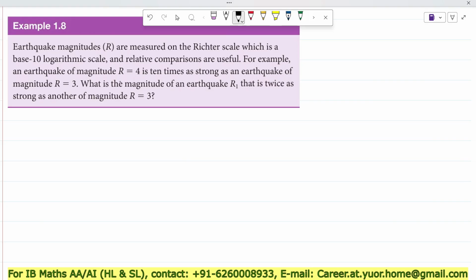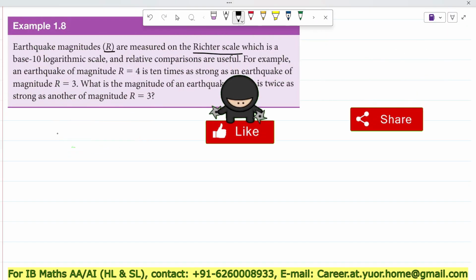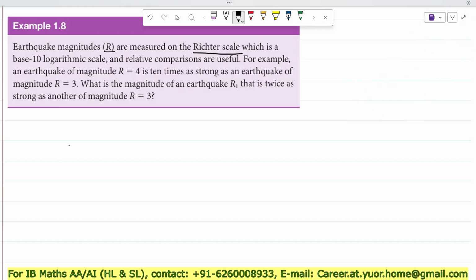So let us see this question. This question is saying earthquake magnitude R are measured on Richter scale, which is a base 10 logarithmic scale. Earthquake magnitude are measured on Richter scale. See, R is basically on your Richter scale, right?